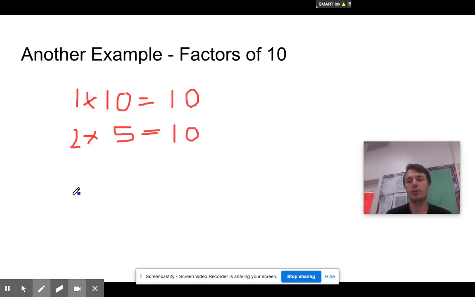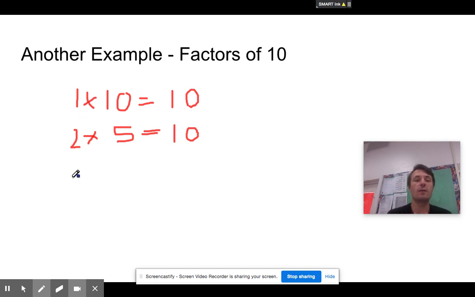So that means 2 and 5 are both factors of 10. Is there anything else you can multiply together to equal 10? Well, think about it. Is anything times 3 10? No. Is anything times 4 10? No. Is anything times 6 10? No. Is anything times 7 10? No. And once you get past half of 10, you know nothing times those numbers will equal 10.